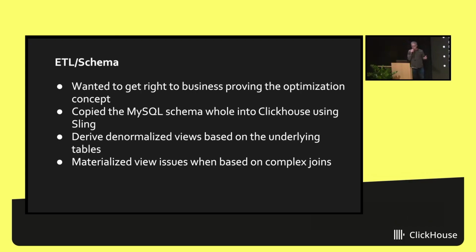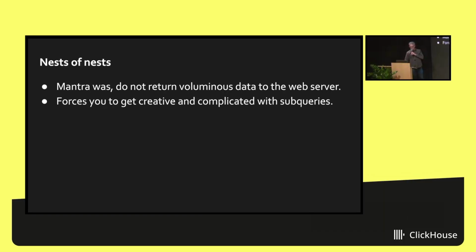We tried to use materialized views, but we found that there was a little bit of an issue with how they triggered when there were complex joins, and so that's something that we need to look into a little bit more. And I would love people's input.